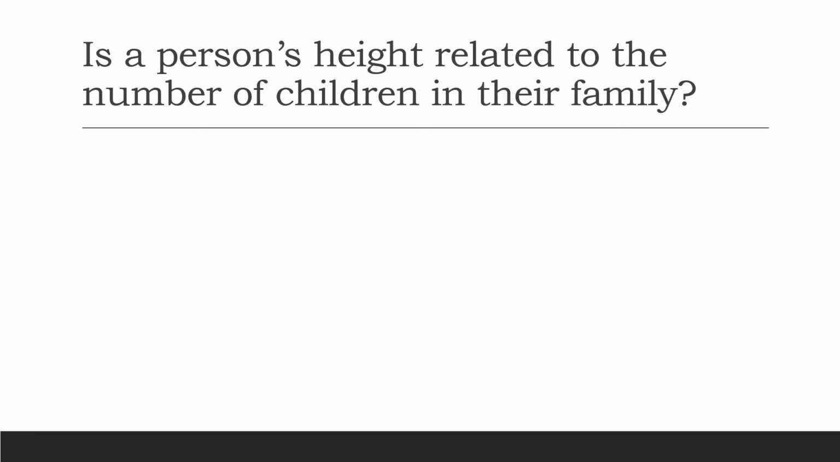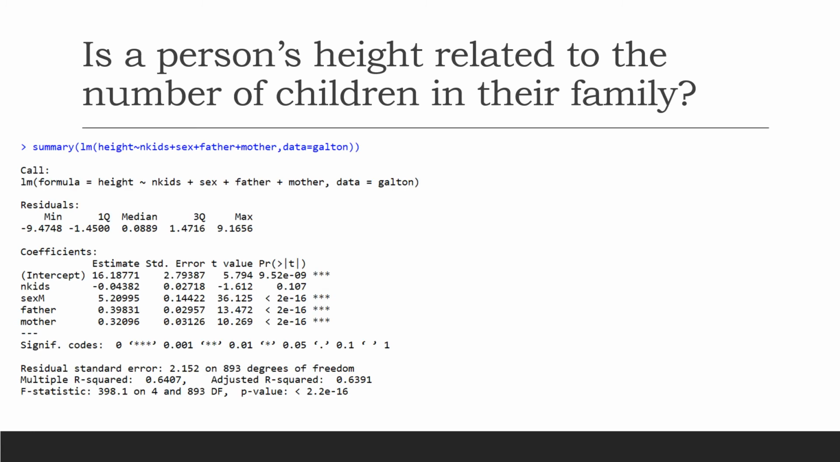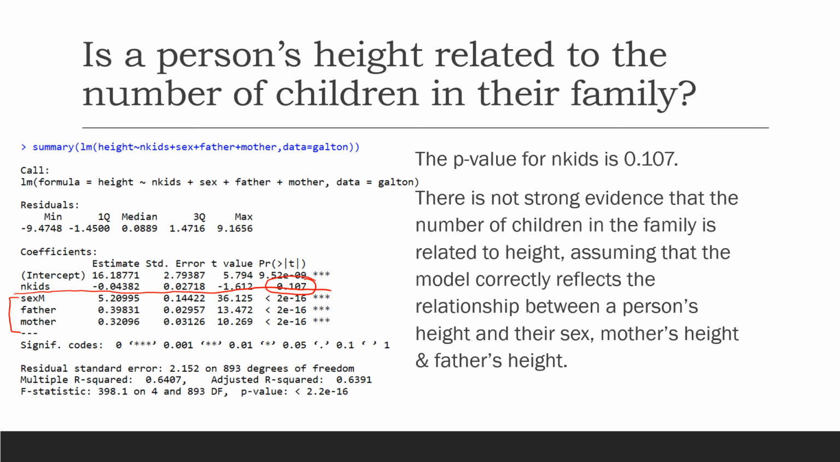So is a person's height related to the number of children in their family? We have our output. We're interested in the number of kids as our explanatory variable. We've included these covariates in the model to control for them. You can see the p-value testing whether the coefficient for the number of kids differs significantly from 0 is 0.107. So this is a large p-value, which gives us weak evidence. If we were testing at a 5% level of significance, we would not reject the null hypothesis. So we'd say that there is not strong evidence that the number of children in the family is related to height, assuming that the model correctly reflects the relationship between a person's height and their sex, mother's height, and father's height.